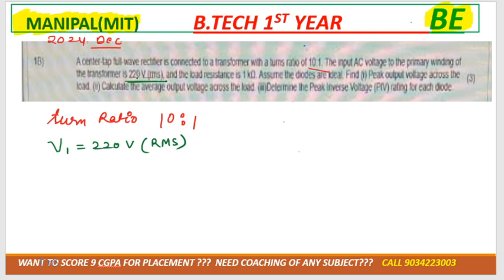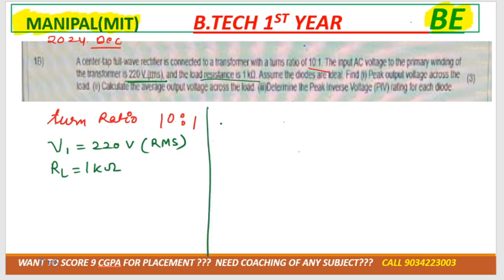ठीक है. जो भी ये वोल्टेज देते हैं वो हमेशा कौन सी वोल्टेज देते हैं? RMS वोल्टेज देते हैं. Until and unless वो इक्वेशन की फॉर्म में न दें. इक्वेशन की फॉर्म में तो मैंने बताया था वो क्या देंगे? मैक्सिमम. नेक्स्ट इज लोड रेजिस्टेंस. लोड रेजिस्टेंस इज 1 kilo ohm. Assume the diodes are ideal. Find, हमें क्या क्या निकालना है?